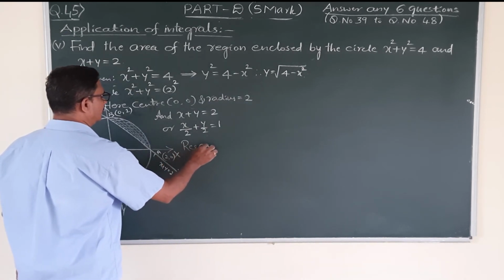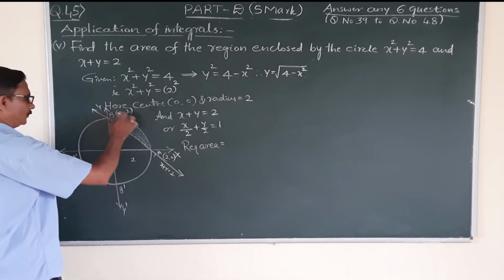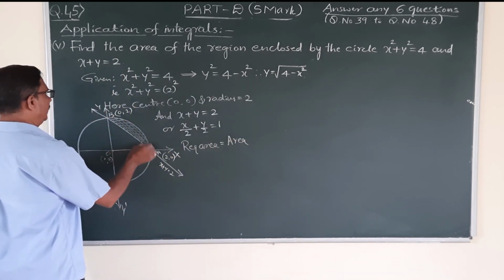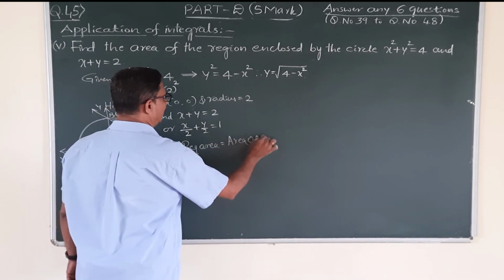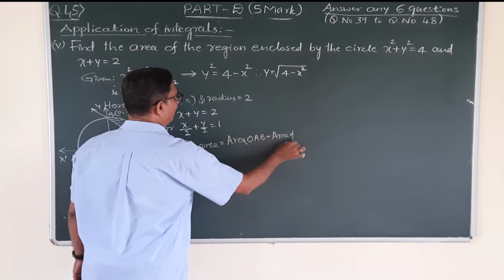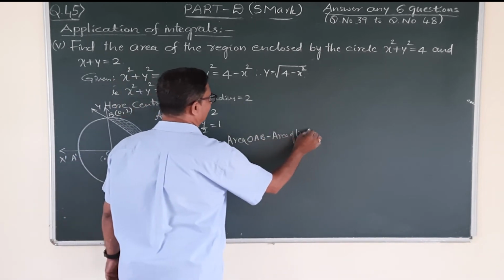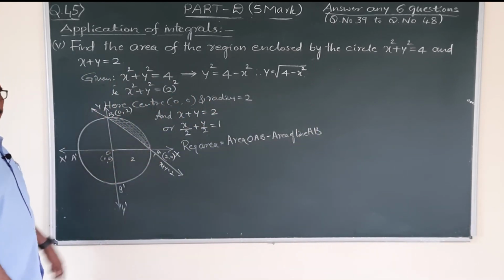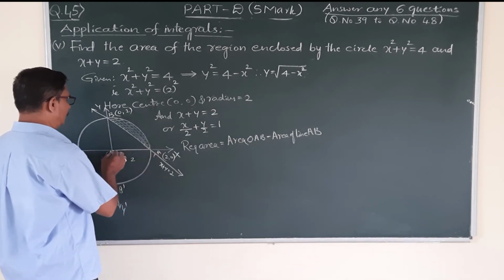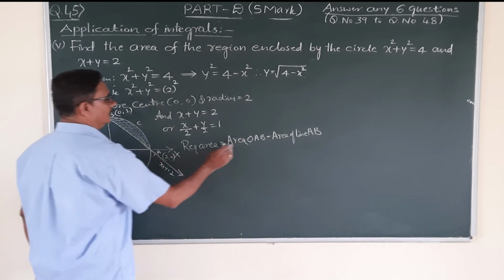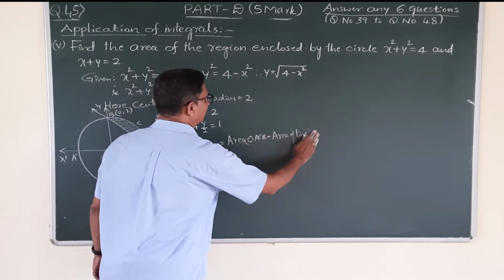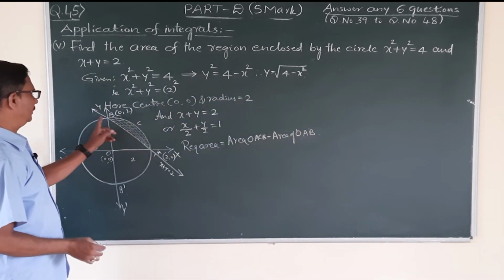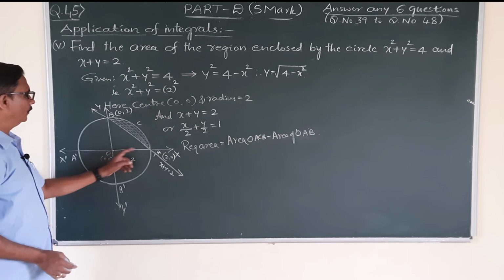Required area is equal to, first you take the part of the circle, area OAB, minus the area of the line AB. Or let us give it a name, OACB. Here, area OACB minus the area of the line OAB.